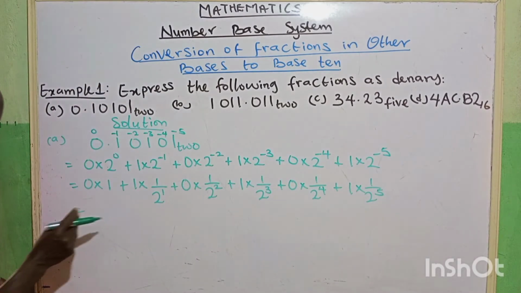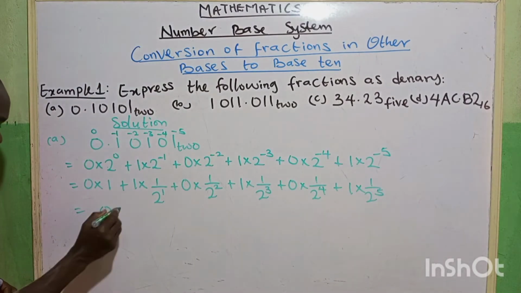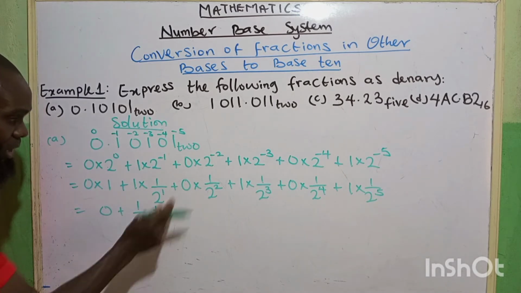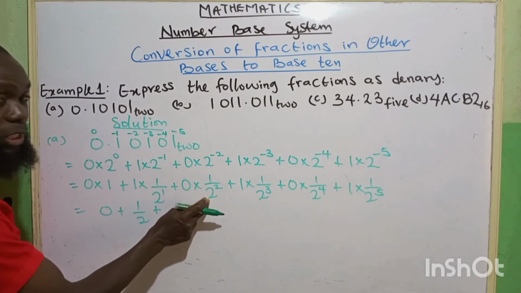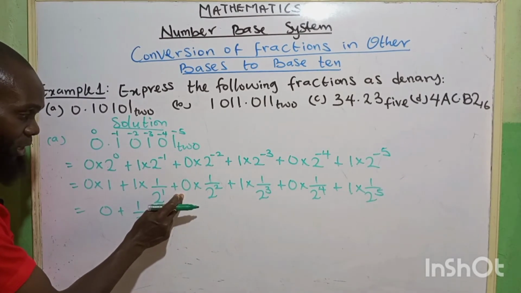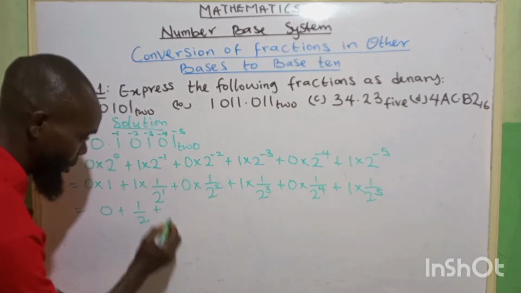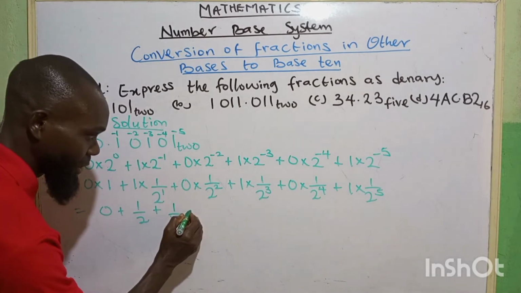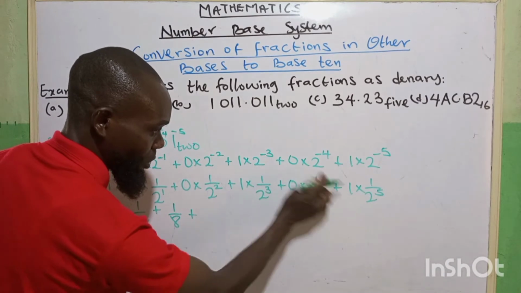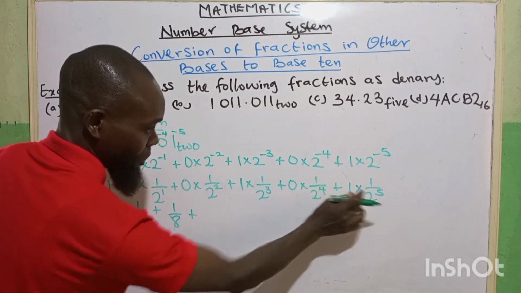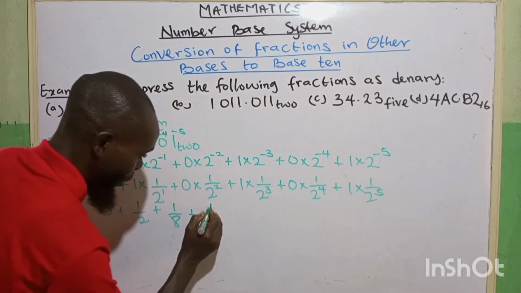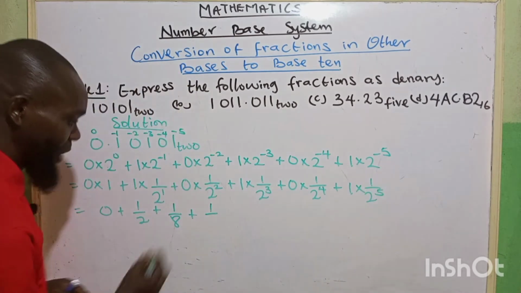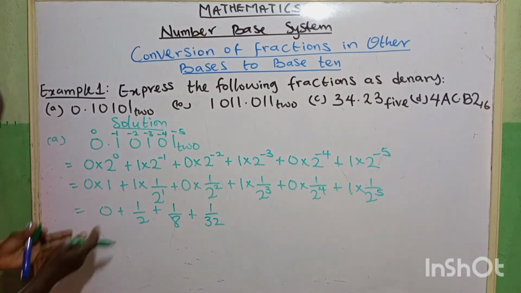So when we now do this, 0 times 1 is 0, plus 1 times 1, 1 over 2, plus 1 over 2 raised to power 2 is 4, but multiplied by 0 gives 0. That one is done. 1 times 1, 1 over 2 raised to power 3, we have 8, plus all this gives 0, 0 multiplied by everything. So this 1 times 1, 1 over 2 raised to power 5, so we're going to have 32. So from here, this is 0 already.